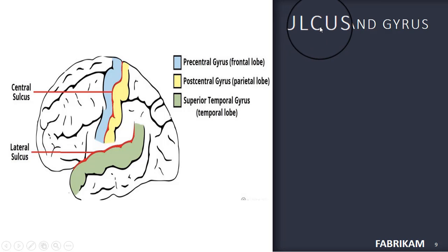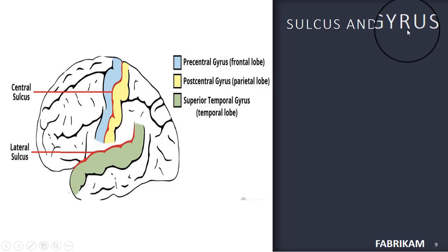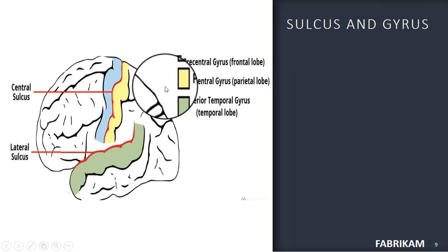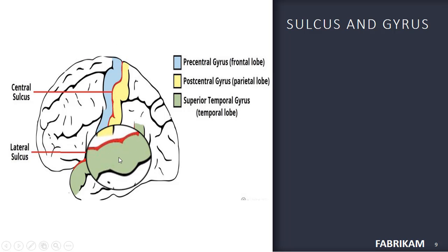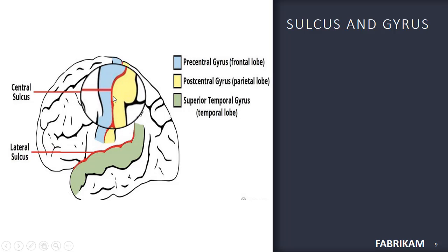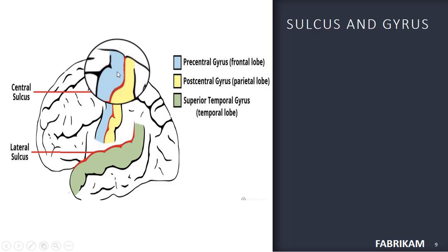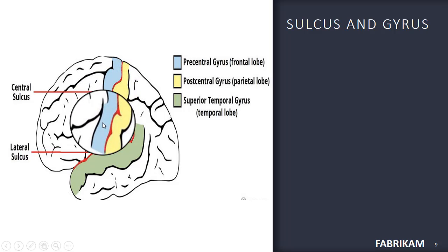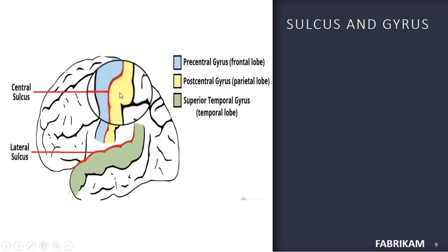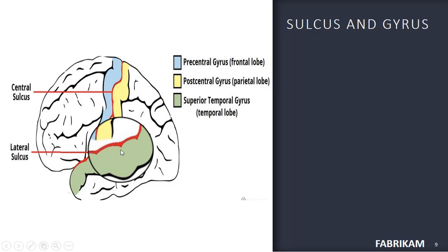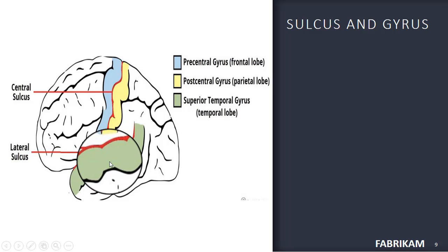So this was all about the three sulci of the cerebrum: central sulcus, lateral sulcus and lunate sulcus. Now next we'll talk about the main gyri of the cerebrum. Basically it has three gyri. You can see here on the screen very clearly, this blue one is the precentral gyrus, this yellow one is the postcentral gyrus, and this greenish colored one is the superior temporal gyrus.